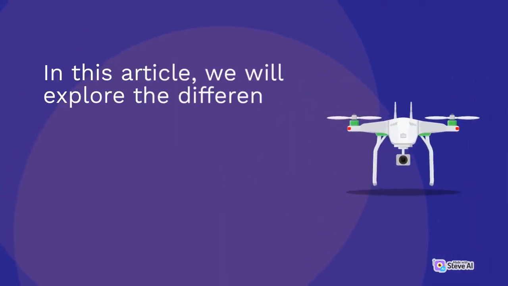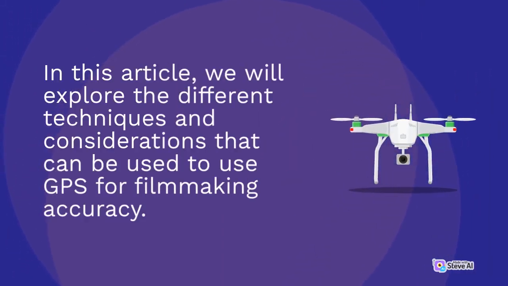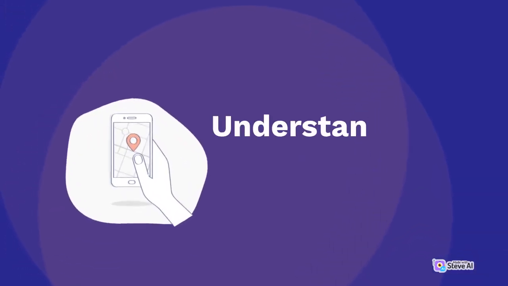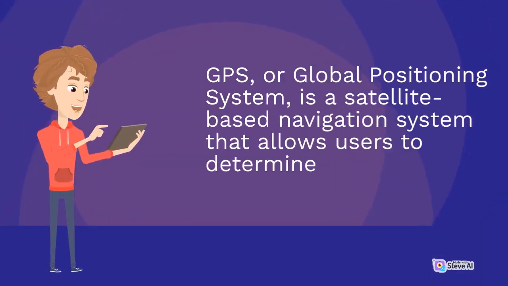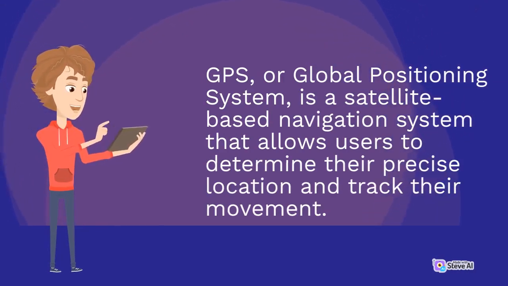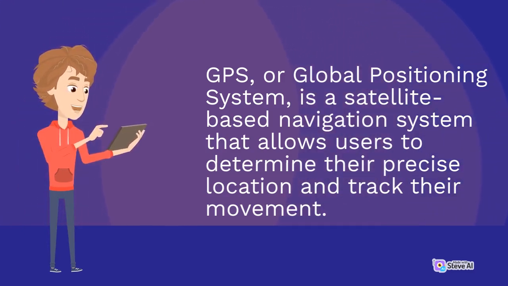In this article, we will explore the different techniques and considerations that can be used to use GPS for filmmaking accuracy. Understanding GPS technology. GPS, or Global Positioning System, is a satellite-based navigation system that allows users to determine their precise location and track their movement.